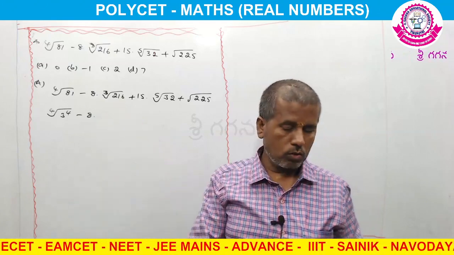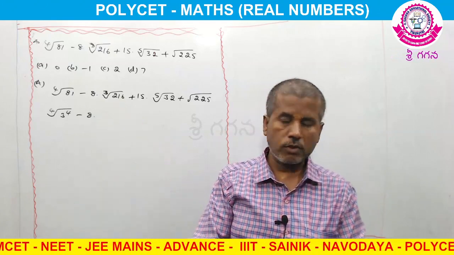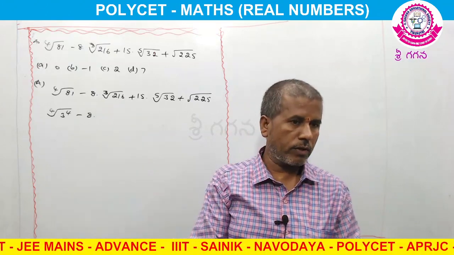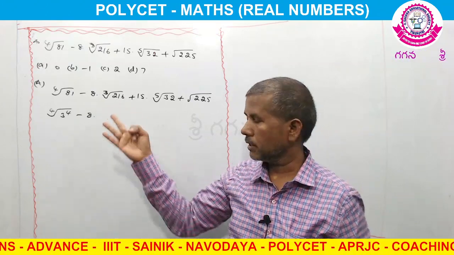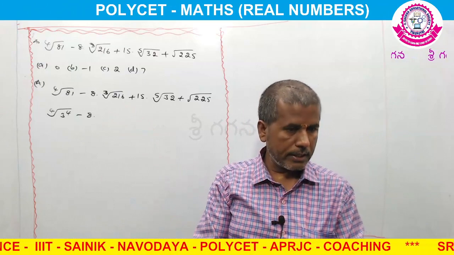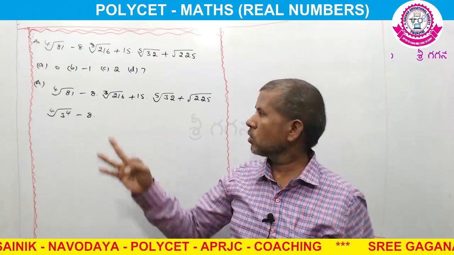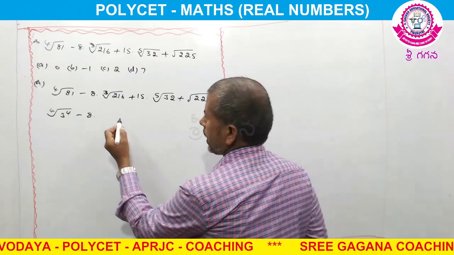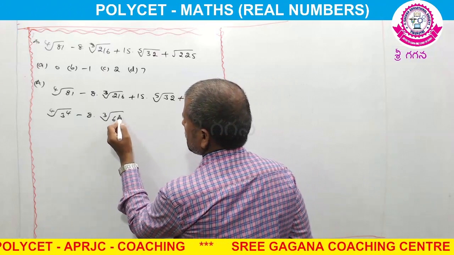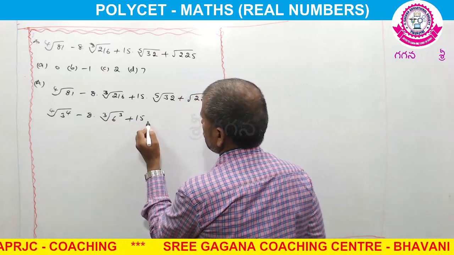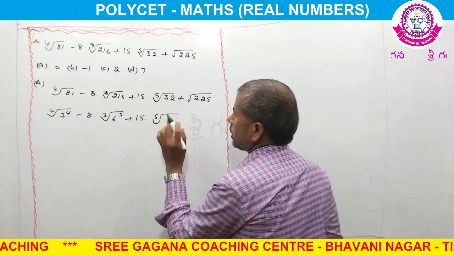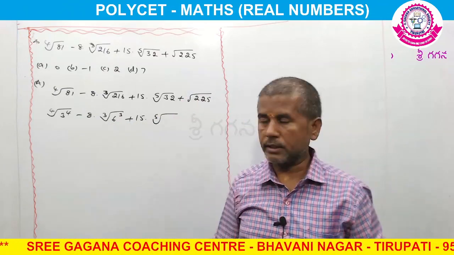Next, 4: 4 4s are 16, 16 4s are 64, not here. 5: 5 5s are 25, 25 5s are 125, not here. 6: 6 6s are 36, 36 6s are 216. So here. So this is also right. Cube root of 6 cubed plus 15 into fifth root of any 5 numbers, we get 32.